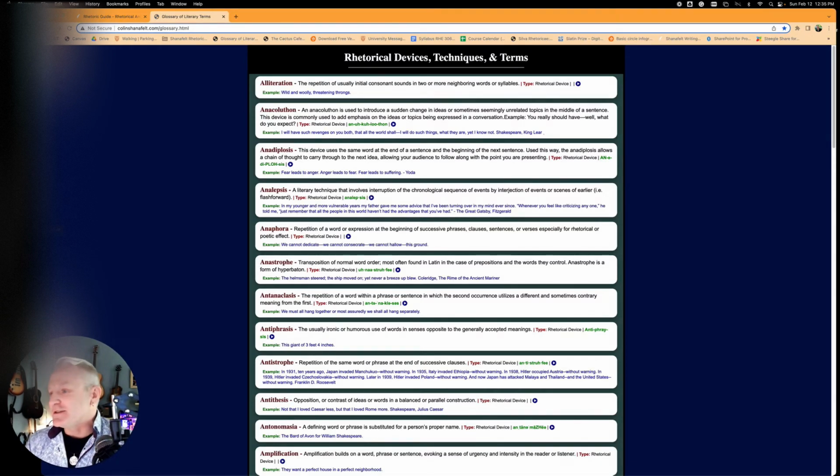Anadiplosis is using the same word at the end of a sentence and the beginning of the next sentence. So you might see Yoda. Yoda is big on this. He says, fear leads to anger, anger leads to fear, fear leads to suffering.